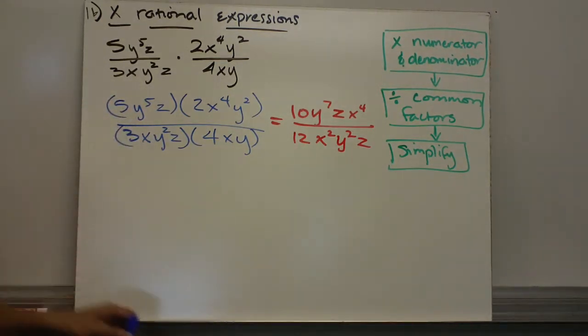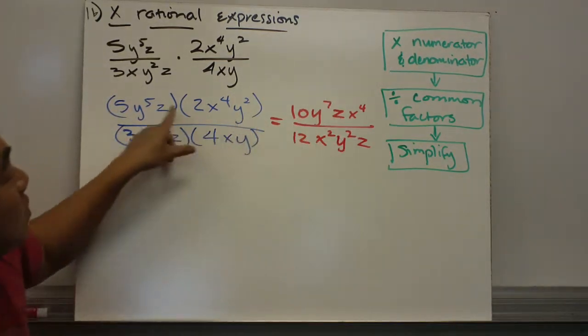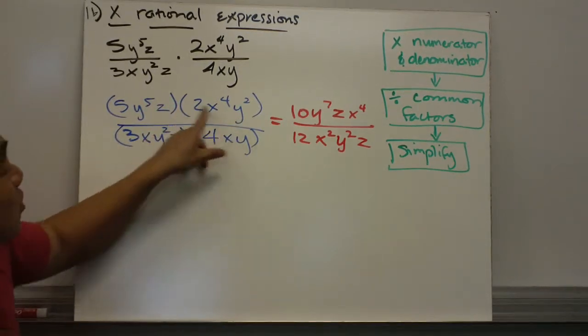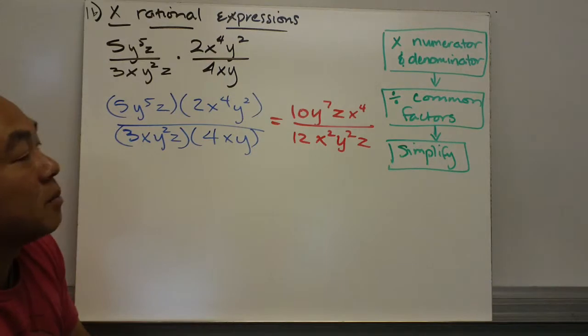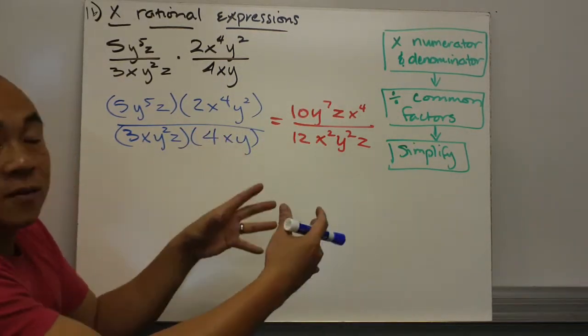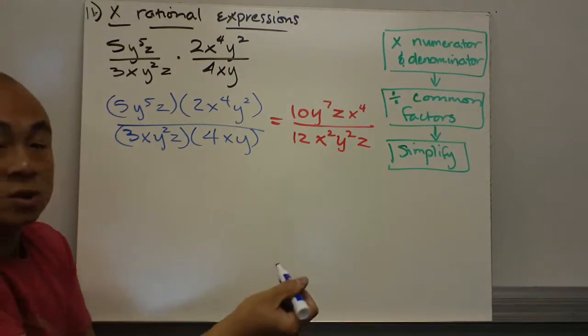So what I have here is my multiplied version of the numerators and the denominators. So I'm just going to look here and I'm going to divide out common factors. Now, if you were to separate things out, well, let's just start off with the easy ones.